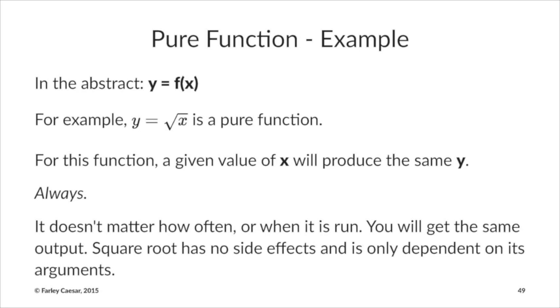Because with a lot of our development, if you look at a function and it takes some input, you can't be sure that it didn't change that input while it was doing something else, right? Unless you're very disciplined. So in the abstract, a pure function is y equals f of x. If you look at square root, it's a pure mathematical function. For any given value of x, it'll produce some value of y. And for each x, it'll always be the same y, always.